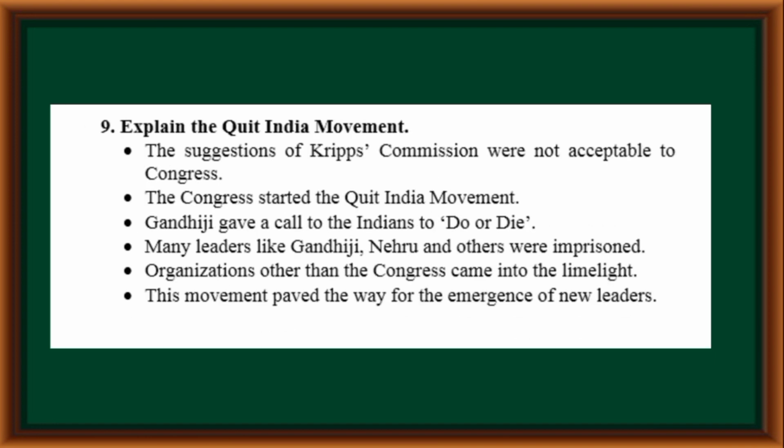Explain the Quit India movement. The suggestions of Cripps Commission were not acceptable to Congress. The Congress started the Quit India movement. Gandhiji gave a call to the Indians to do or die. Many leaders like Gandhiji, Nehru and others were imprisoned. Organizations other than the Congress came into the limelight. This movement paved the way for the emergence of new leaders.